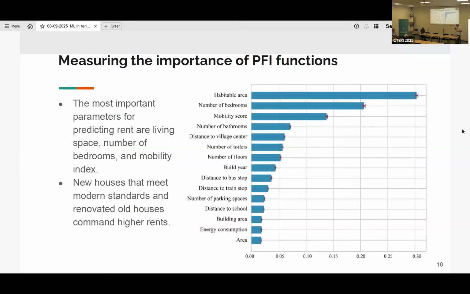PFI, or permutation feature importance, measures the importance of a feature in a model by calculating the increase in prediction error after rearranging the features. Important features will increase the model's error. As a rule, the most important parameters for predicting rent are living space, number of bedrooms, and mobility index.